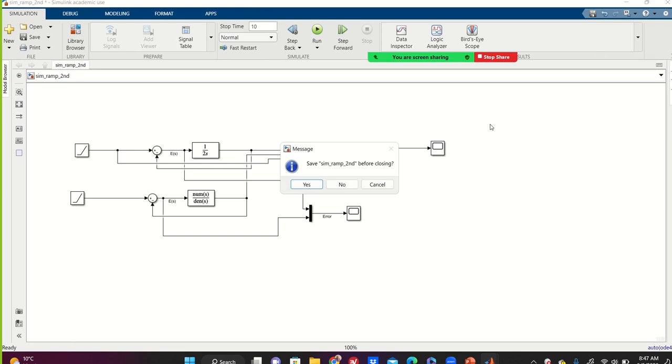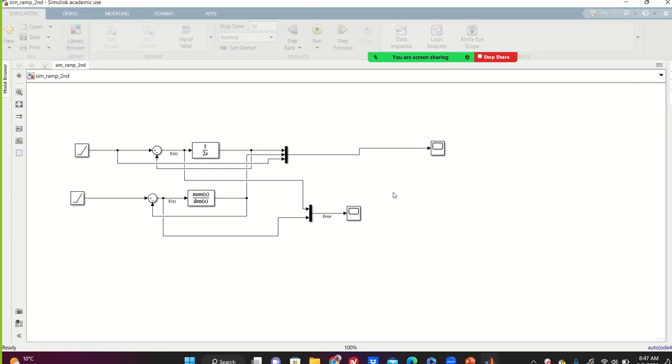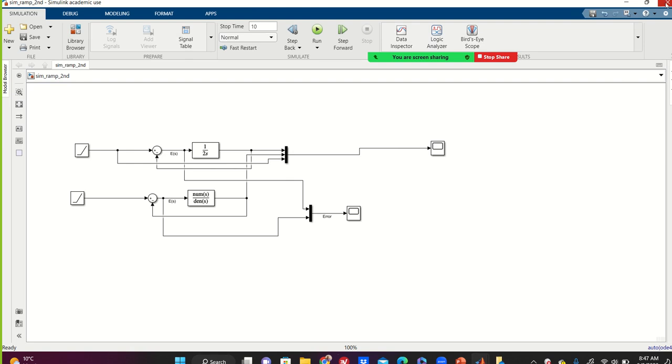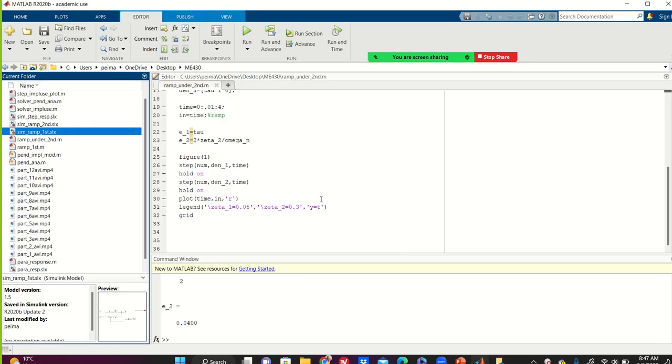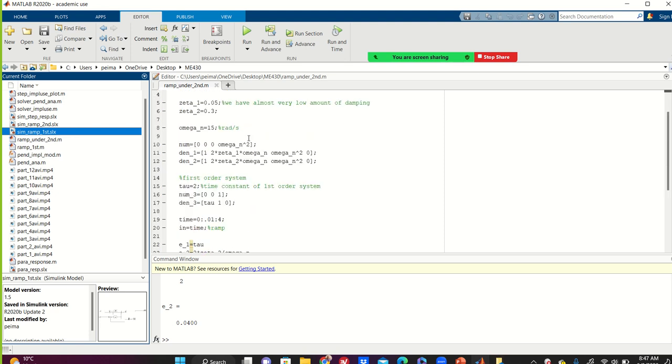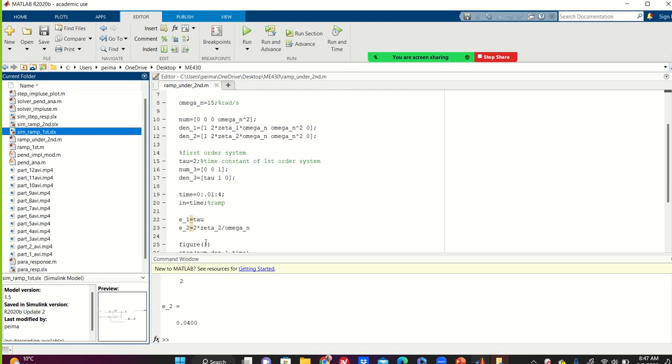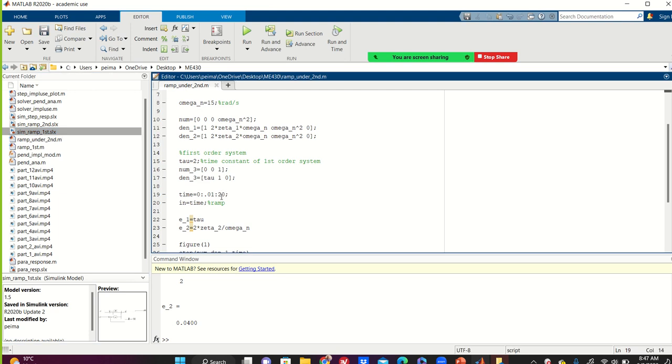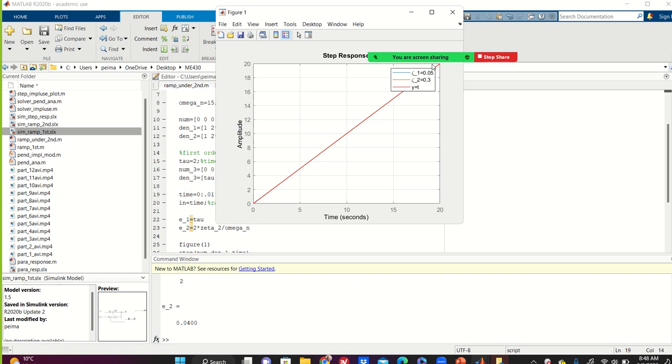One of the things that I want to teach you in MATLAB when you are doing the modeling of the system: sometimes, if I increase the time to 20 seconds, you see that you cannot read the data until you zoom in. See, everything is very narrow.